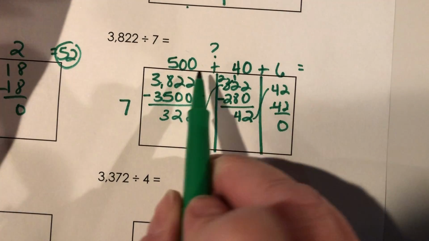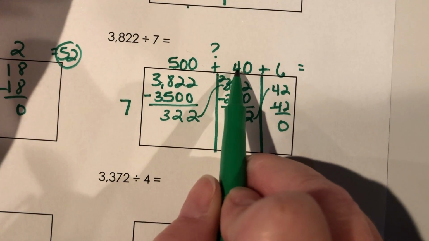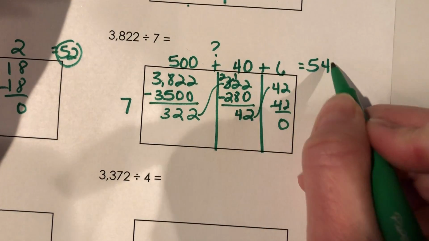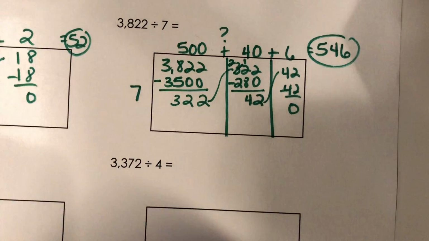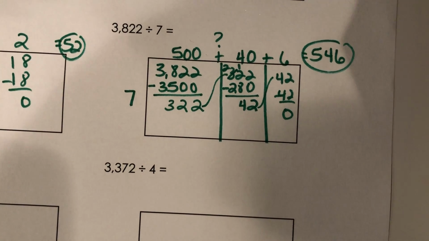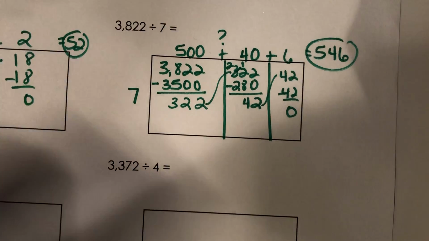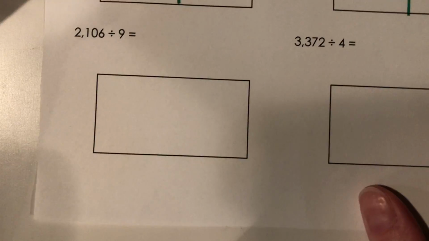So what's the answer to this? My answer is 500 plus 40 plus 6. So 5 hundreds, 4 tens, and 6 ones. 546. All right, there's 2 left. If you are feeling like you could pause me and try it on your own, go for it. If you're not quite there yet, don't worry about it.